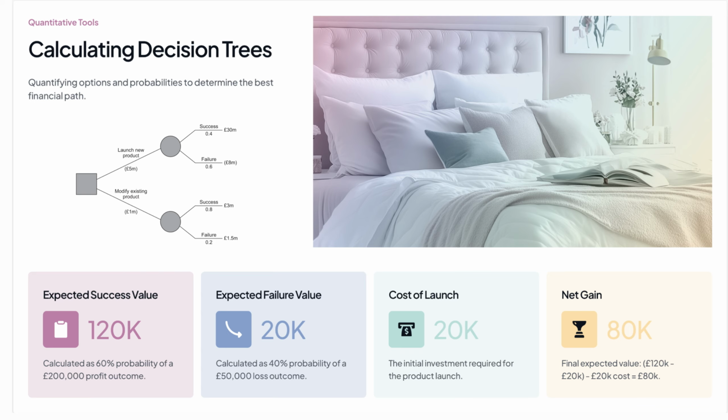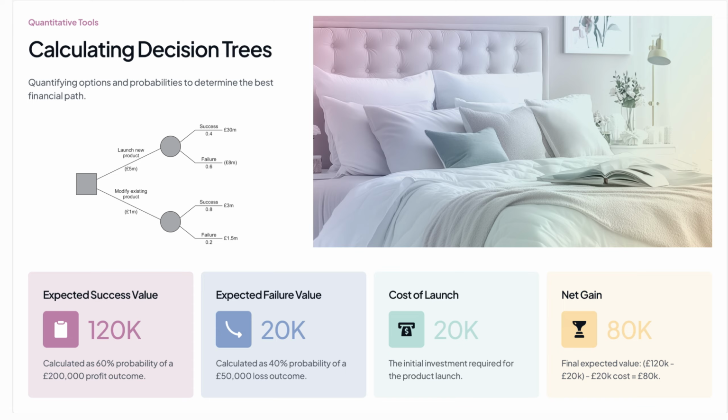A decision tree has squares, decisions you make, and circles, which are chances, events you can't control. You multiply the probability of an outcome by its financial value, then add up to get an expected value. Then you subtract the cost of the decision to get the net gain. Here's a quick example I can take you through. Imagine you run a small cafe. You're deciding whether to open on Sundays or not.